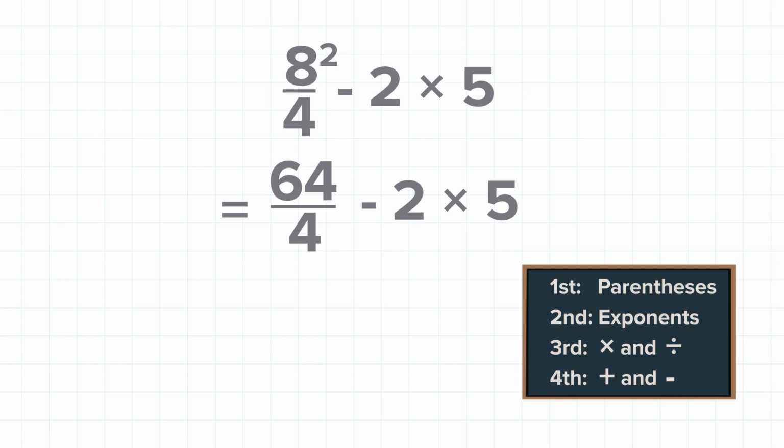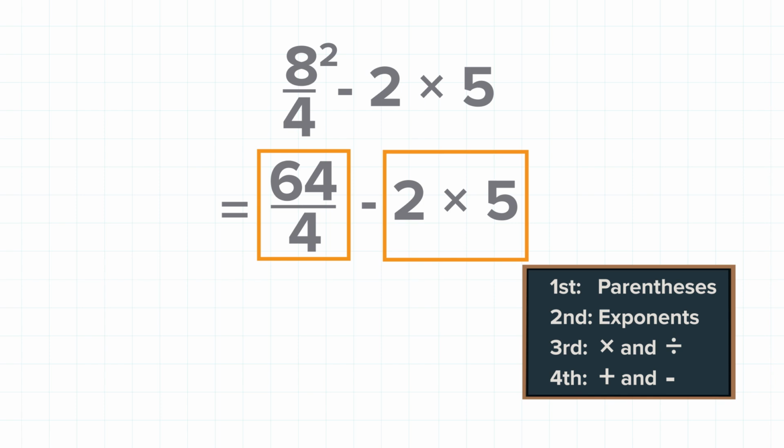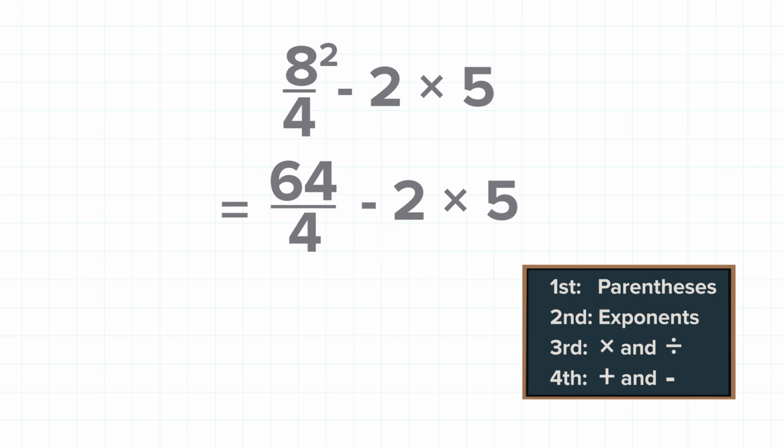The order of operations tells us that multiplication and division come next. In this problem, we have one of each. So what should we do first? For multiplication and division, we work from left to right. And this is true for addition and subtraction as well.